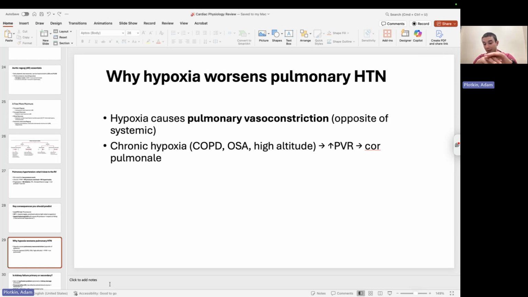The alveoli are in line with a capillary. That capillary is pulling red blood cells across. The red blood cells have hemoglobin. We add oxygen, 4 molecules of oxygen, to the hemoglobin. We release CO2, we breathe off CO2.